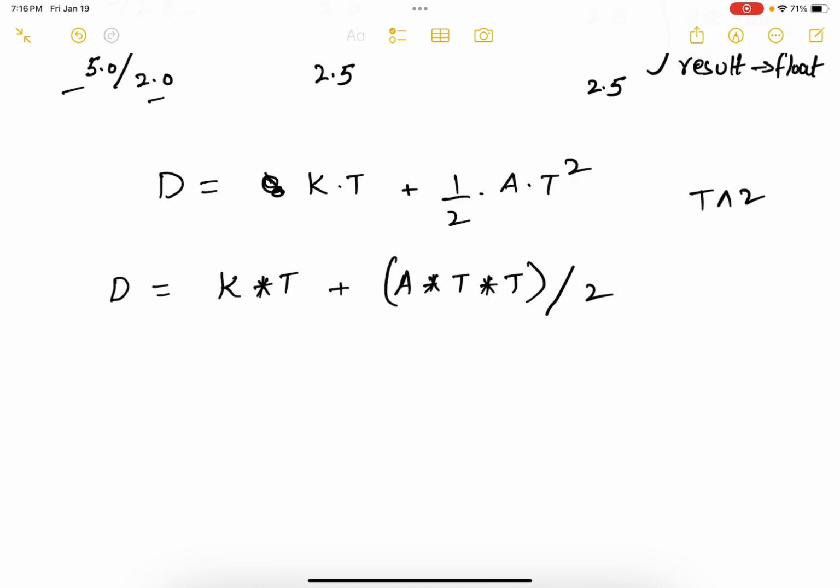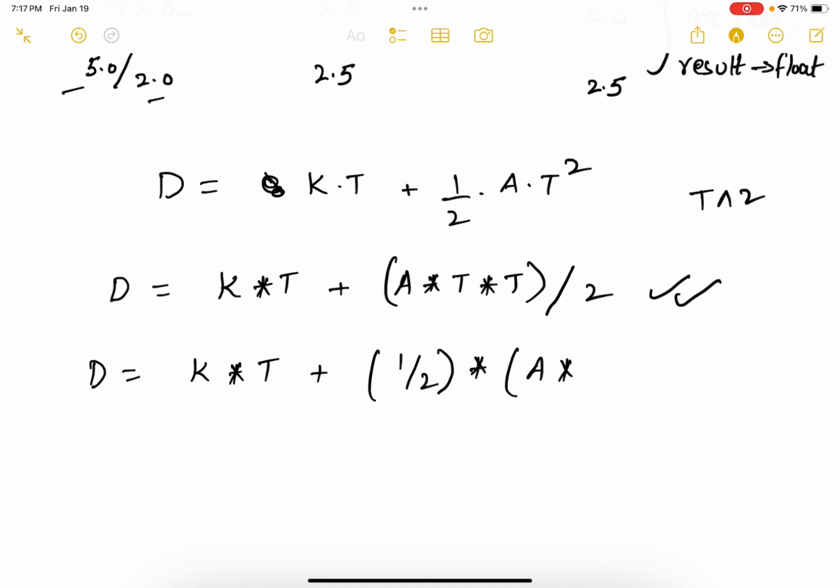Okay, here in this case it's fine, it's going to work fine. You compute the brackets first, so you do A times T, and then you divide it by 2. Now I'm going to show you a very deadly way to write this. So this is okay. D equals K times T plus 1 over 2 times A times T times T.